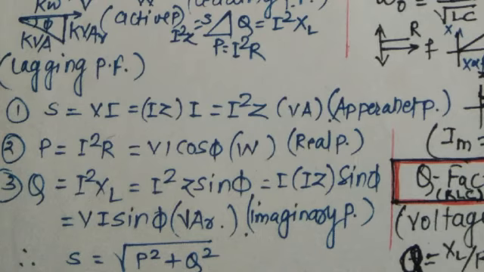Then reactive power Q is equal to I square XL, that is I square Z sin phi, equal to I into IZ sin phi. Therefore VI sin phi is in VAR. So that is imaginary power. S is equal to the square root of P square plus Q square. So in this way you can calculate the active power, apparent power and reactive power.